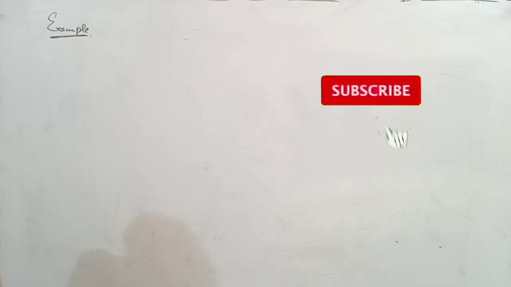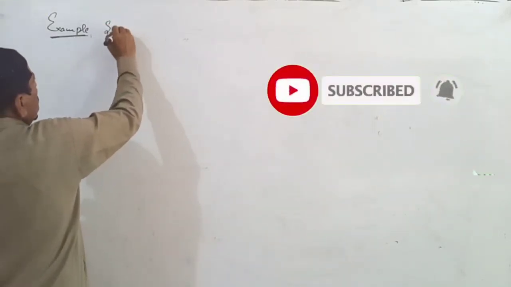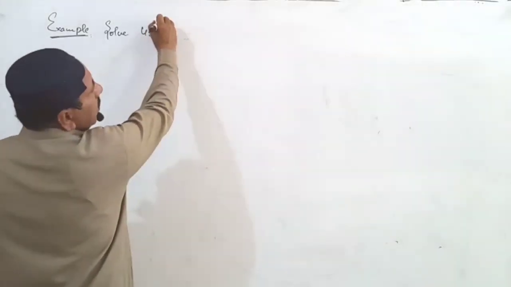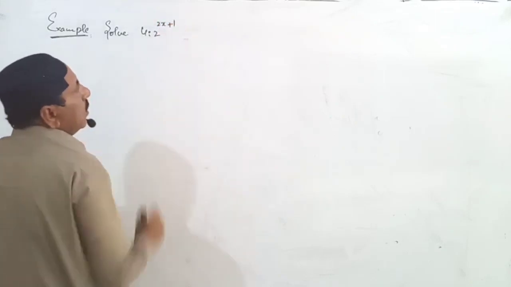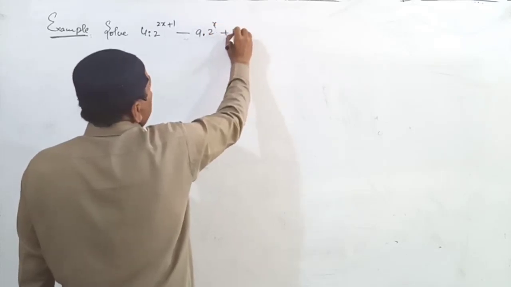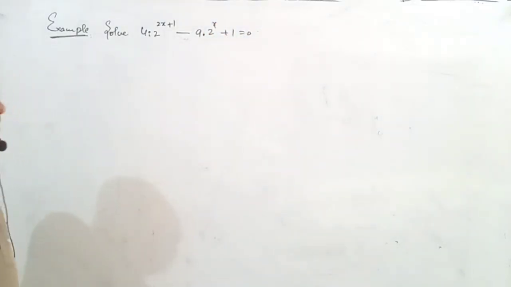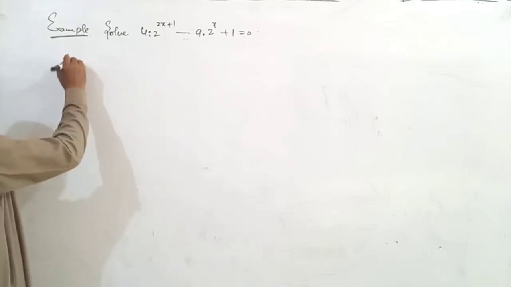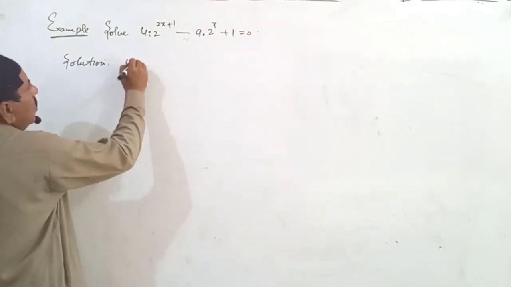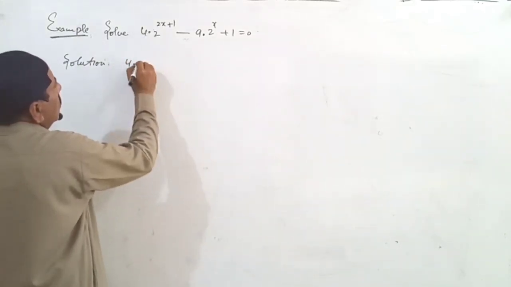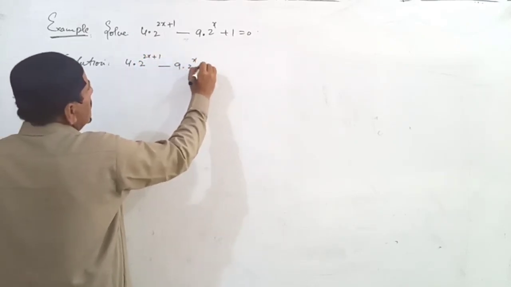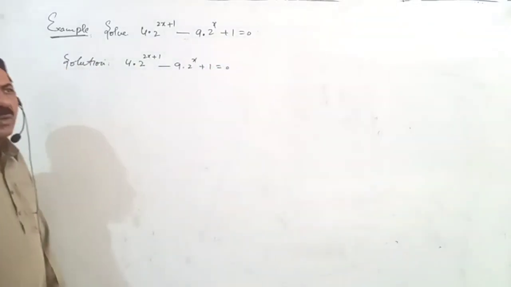Example, solve 4 into 2 power 2x plus 1 minus 9 into 2 power x plus 1 is equal to 0. So this is the question. Solution: 4 into 2 power 2x plus 1 minus 9 into 2 power x plus 1 is equal to 0.